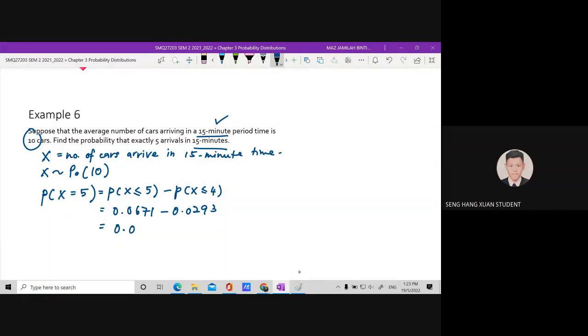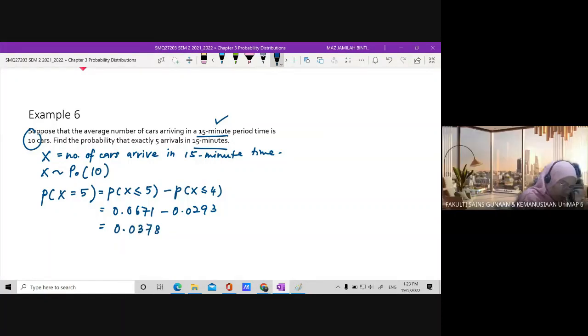Okay, 0.0378. Okay, right. And if you use your formula, P(X = 5) will be e to the power of negative 10, lambda negative 10, times 10 to the power of 5, over 5 factorial. Okay, I believe it will go back to 0.0378.